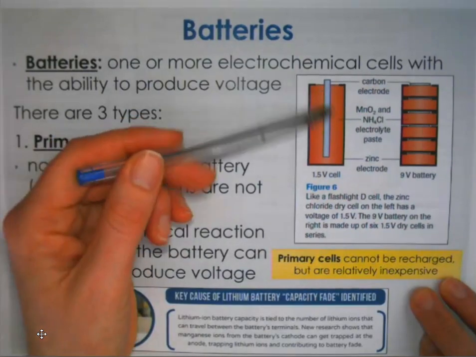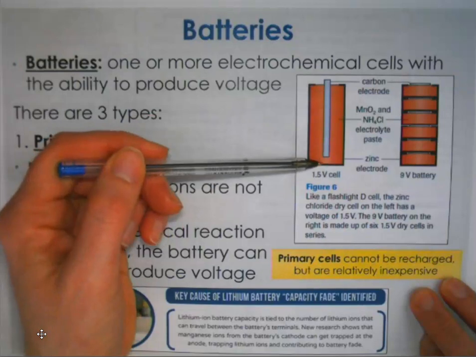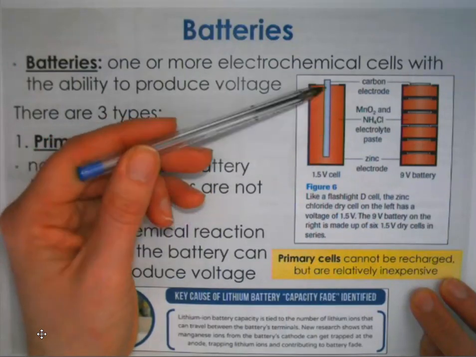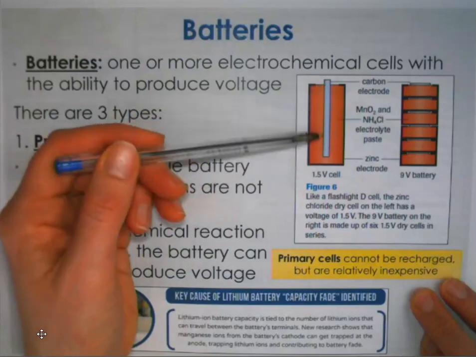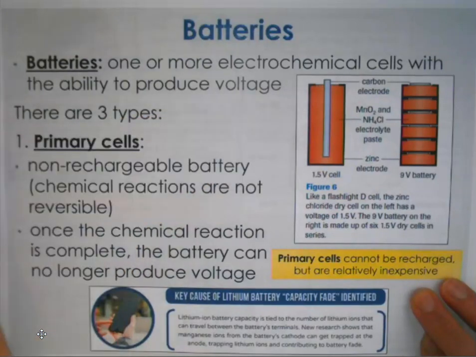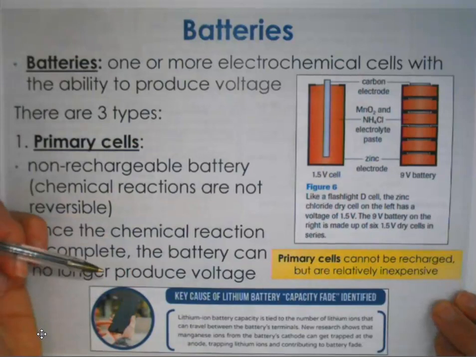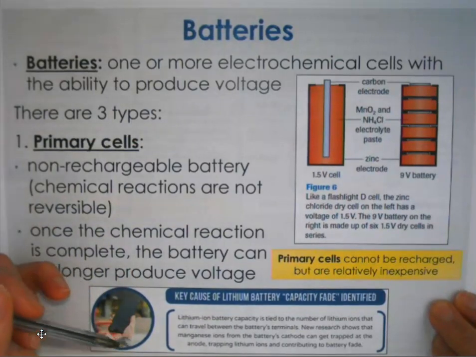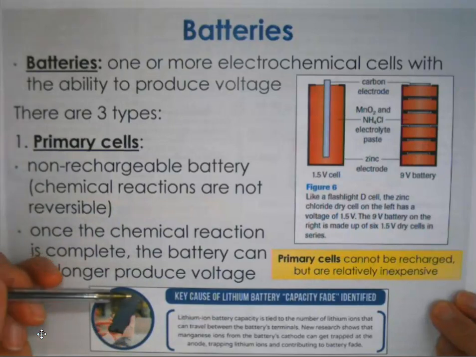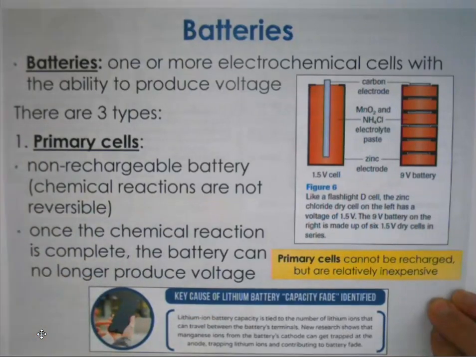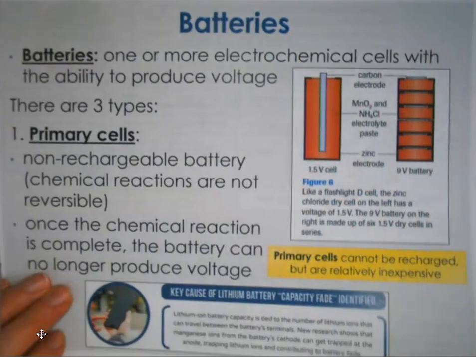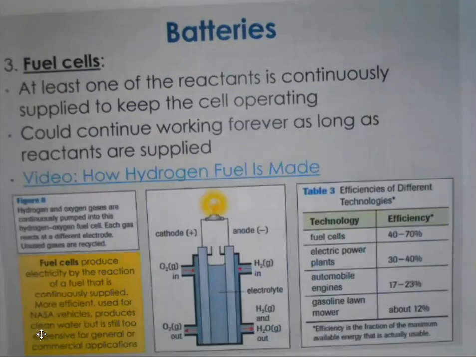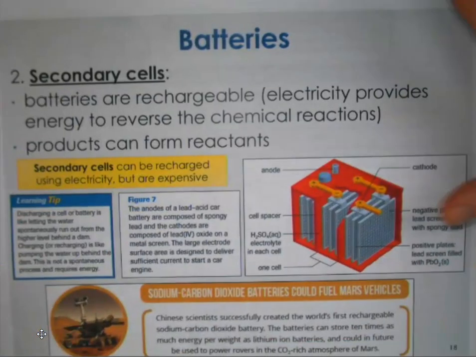So they have a set amount of material in them. The reaction runs as long as you're using the battery, and it'll run up to a certain point until it can no longer fuel the redox reaction. And then at that point, you basically have a dead battery and you just have to discard of it. Some information there about capacity fade, which we're all familiar with, so you can always read that yourself.